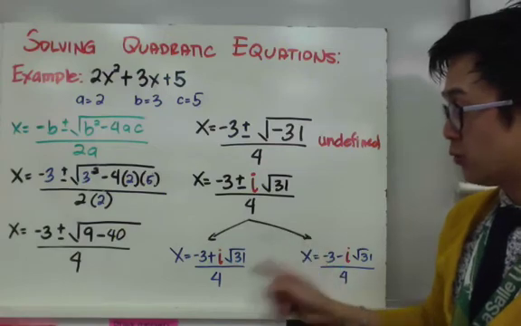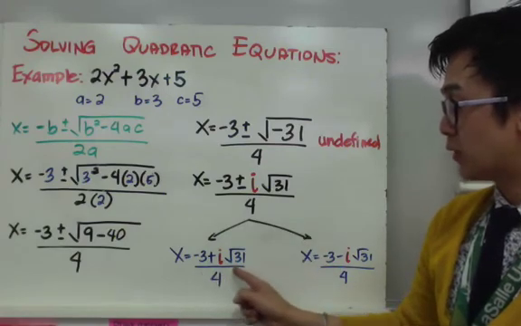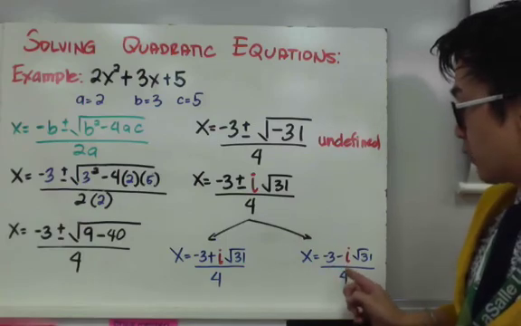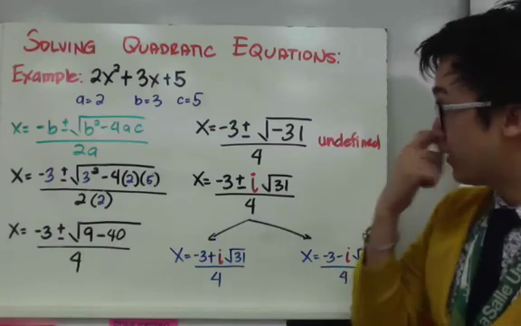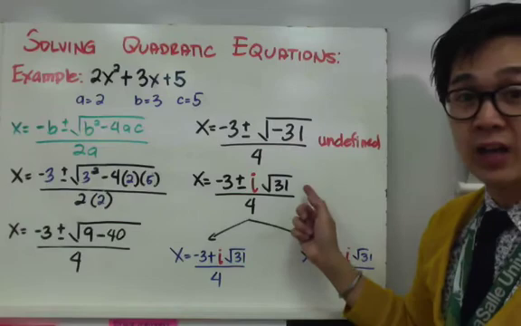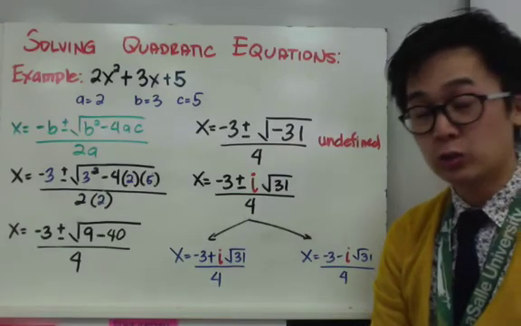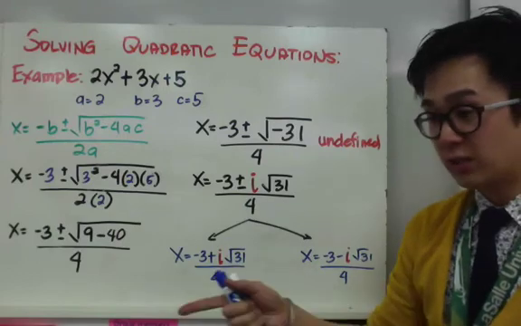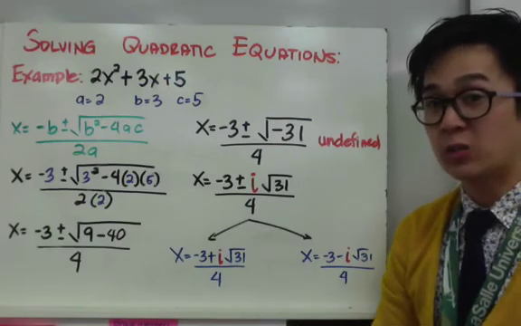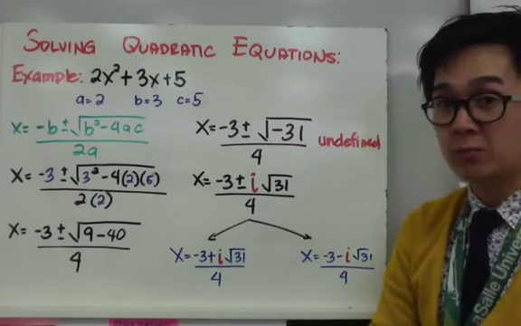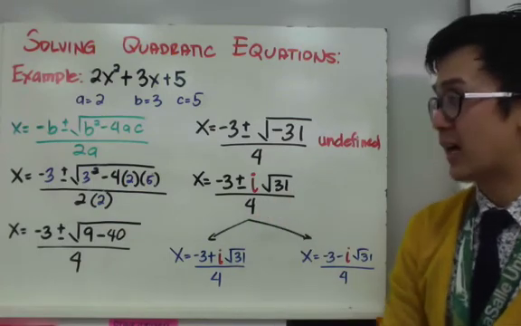I split it into two. One is negative 3 plus i square root of 31 over 4, and the other one is negative 3 minus i square root of 31 over 4. Now, if you are wondering why I did not simplify the square root of 31, it's because there are no factors, or two numbers, that when you factor it out will give you a pair of numbers that you can take out of the radical. That's why the square root of 31 is a prime number, so it stays inside.